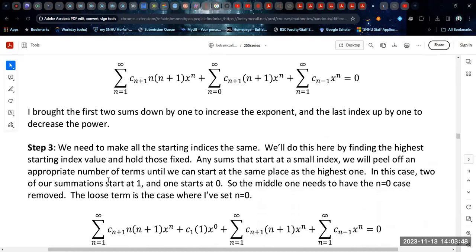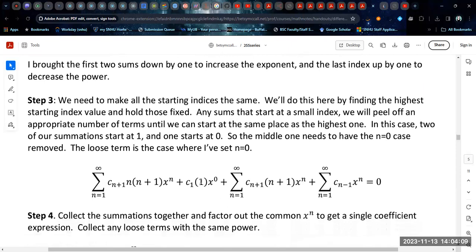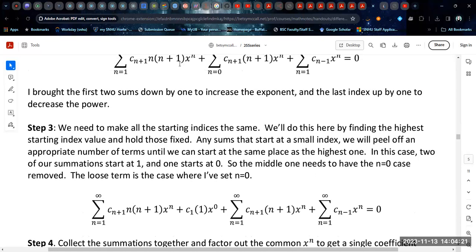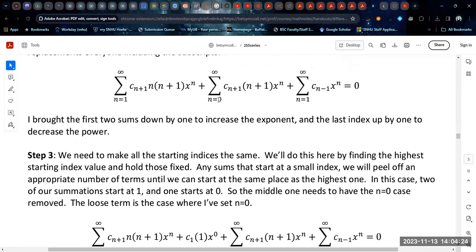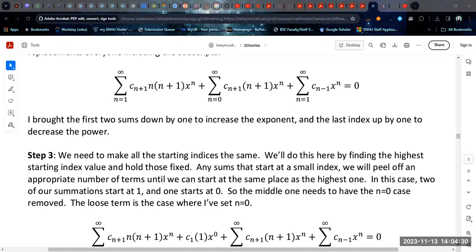Now, again, in step 3, this was a null behavior last time, but now we have to actually do something with it, because our indices are not all starting at the same place. We need to make them all the same, but we can't do it by adjusting the power of x anymore. So instead, we're going to use that second trick we talked about, which is to pull out the first term, or however many terms we need, of the index that has the smaller starting value. For our n equals 0 component right here, we're going to pull out that n equals 0 term so that this summation can also start at n equals 1.